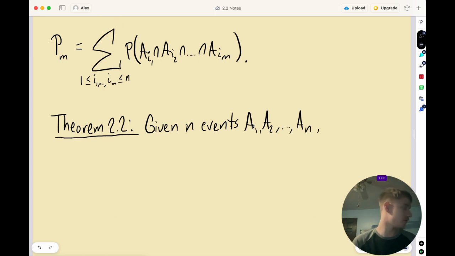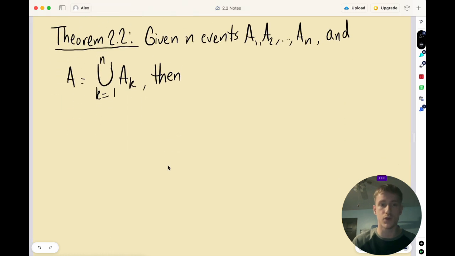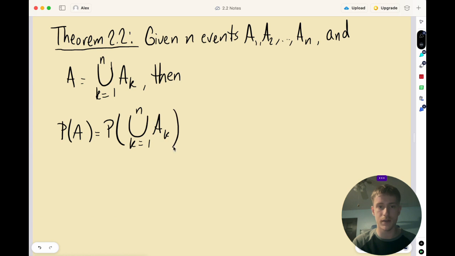We have that for A equal to just the sum, which we'll go ahead and say starts from k equals 1 to n of all the A sub k's. And we have this astounding result. We have that the probability of A, which is really the same thing as the probability of this union, this potentially cumbersome intersecting union, is given by the following.